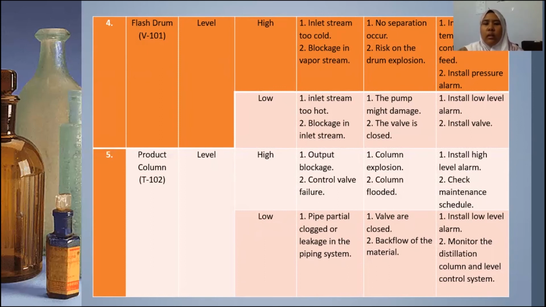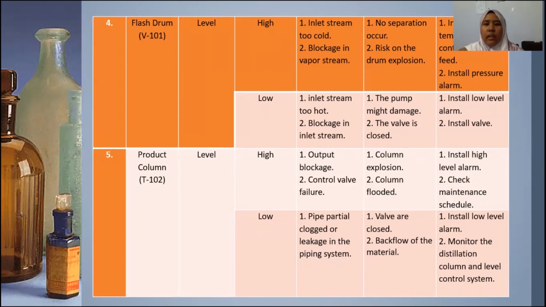On the low level, the process can be too hot in the inlet stream, and also there can be a blockage in the inlet stream. So for the consequences, the pump might be damaged, and also the valve will be closed. So the required action is to install a low level alarm or install a valve.